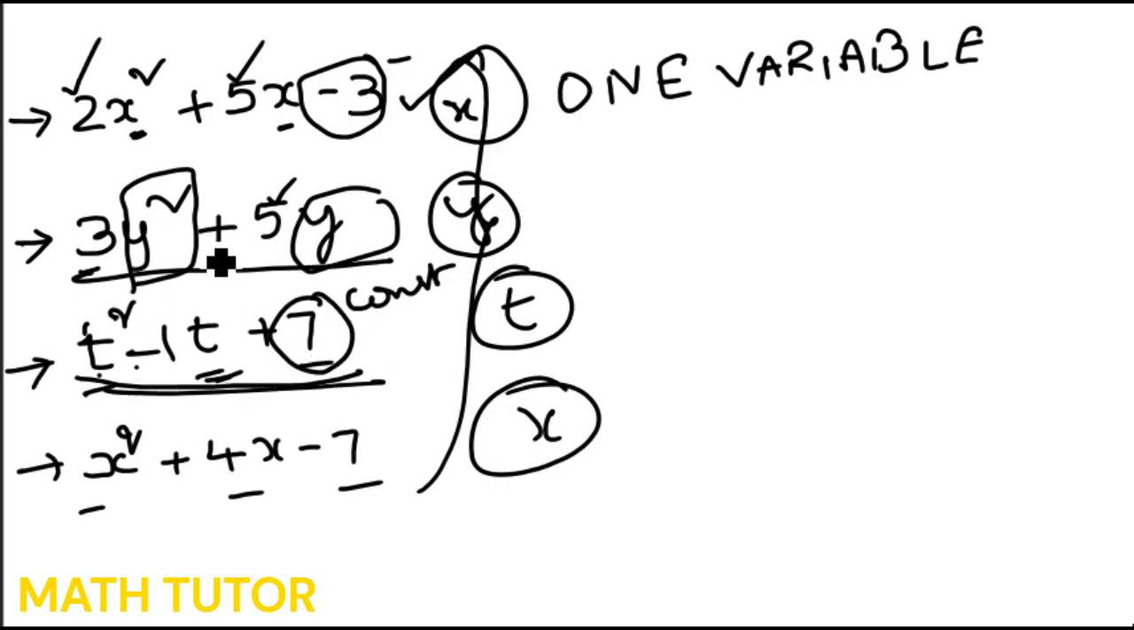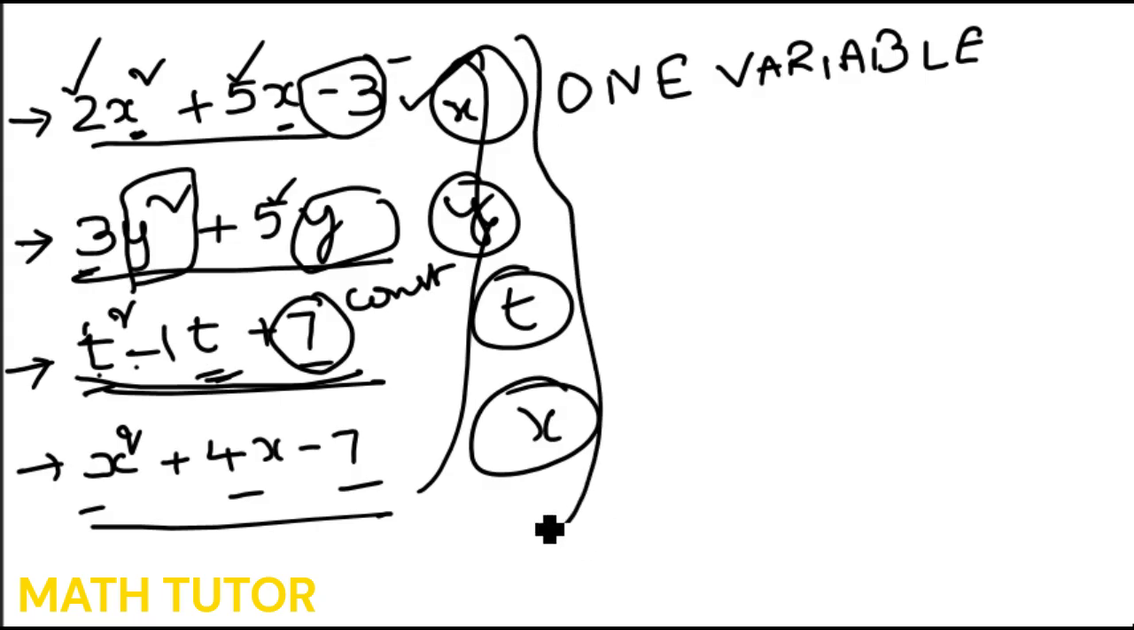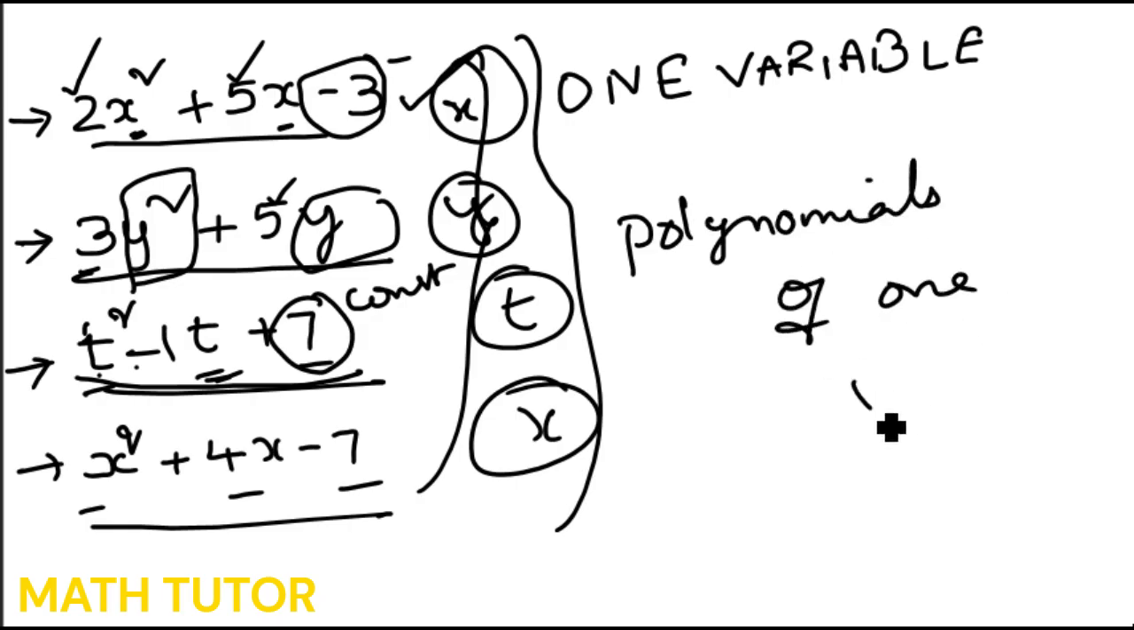Here in this expression only y is a variable. Here x and here also x. So what do we call them? We call them polynomials of one variable. Clear? These are all called polynomials of one variable. Okay.